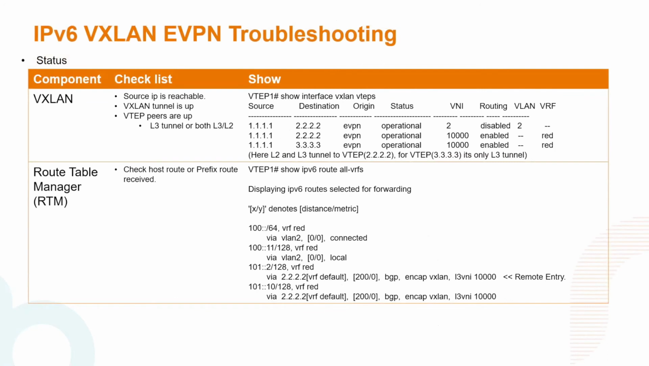Coming to VXLAN status, ensure that the L2 VNI or L3 VNI is received from that particular VTEP and its status is operational. And coming to the route table manager, in short RTM, it can be checked whether that type 2 or type 5 route received is installed into the routing table. So here 101::2 is the remotely learned route, which is encap VXLAN with L3 VNI 10,000.